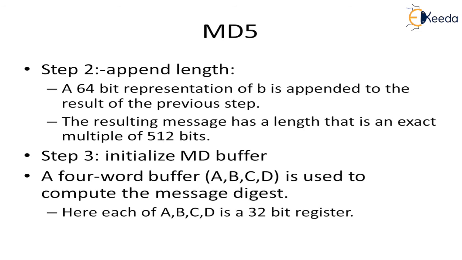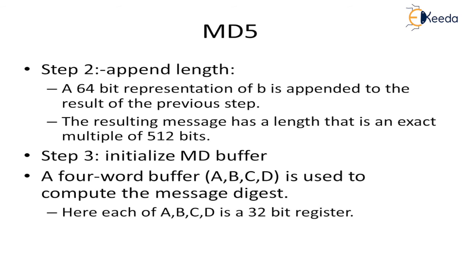Step 2, we are going to append the length. A 64-bit representation of b is appended to the result of the previous step. The resulting message has a length that is an exact multiple of 512 bits. Step 3 involves the initialization of the MD buffer.